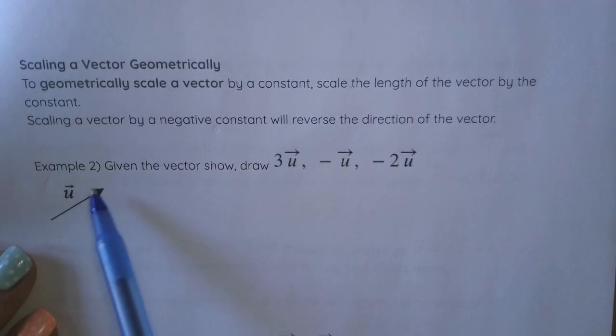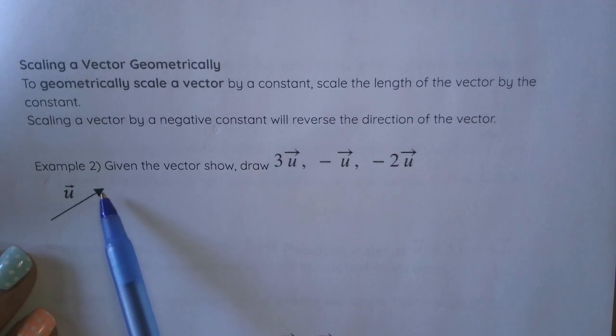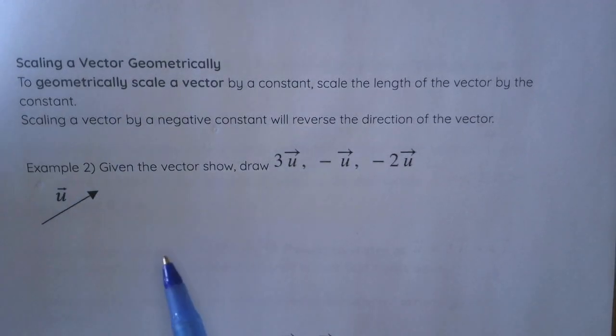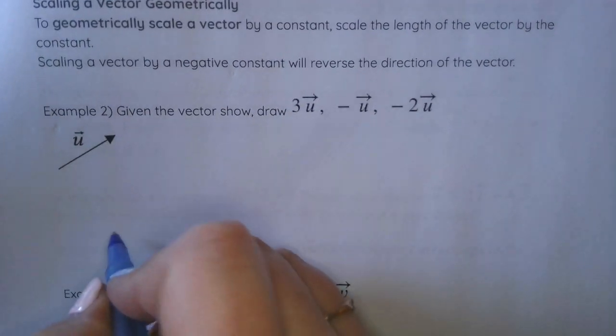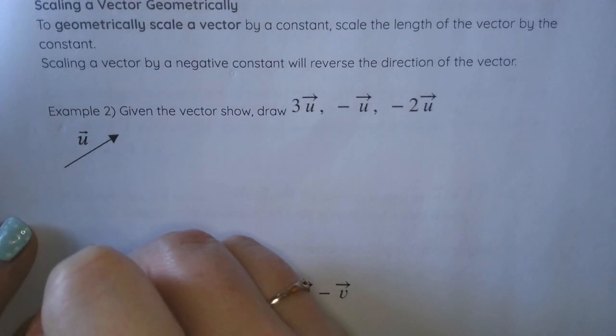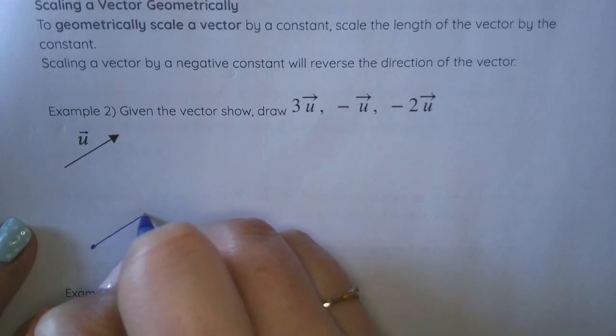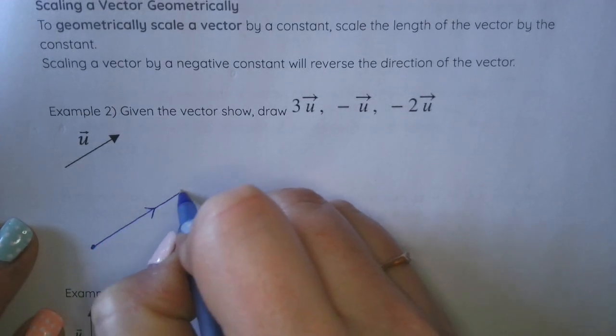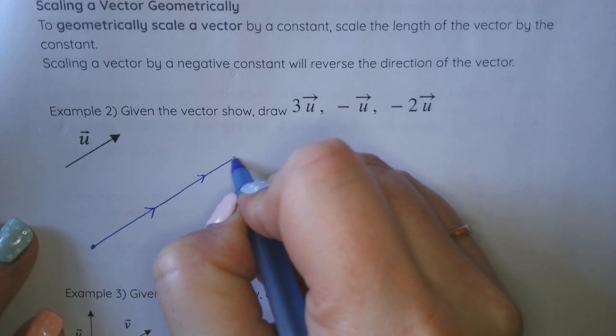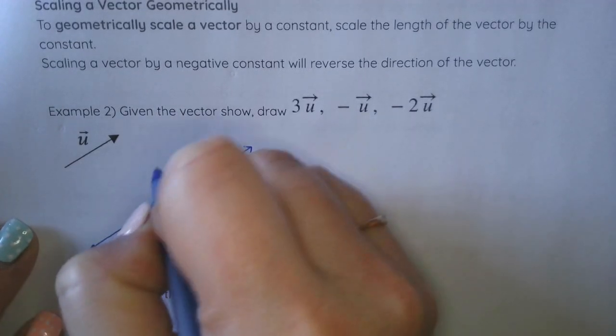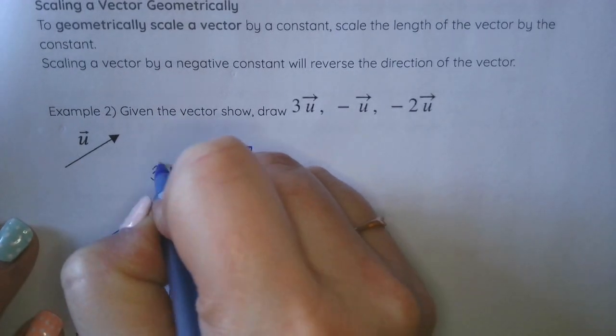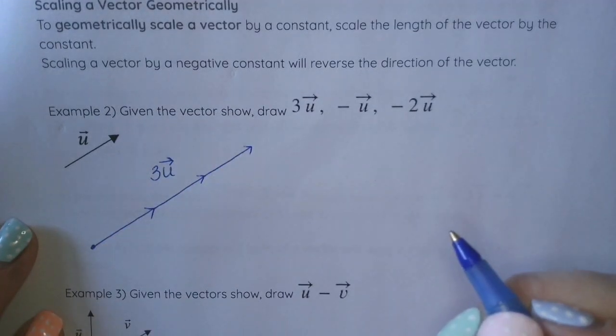So let's say we've got vector U here. Given the vector, show three times vector U. So I'm going to give myself a little bit of room here. And I'm going to try to replicate completing it once, twice, and 3 times. So this would represent 3 times vector U.